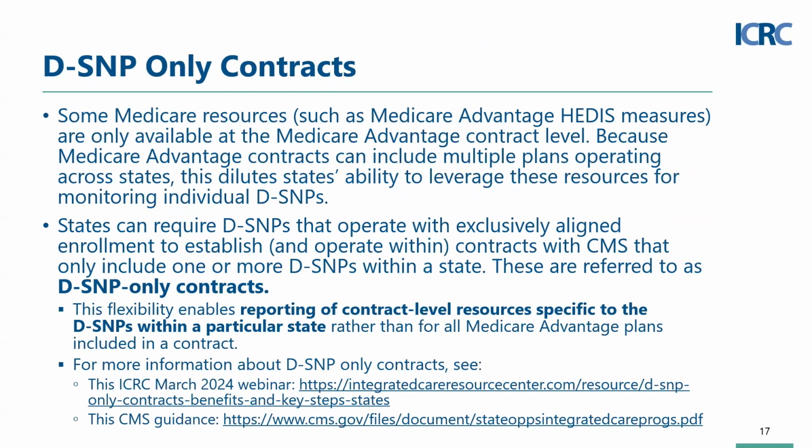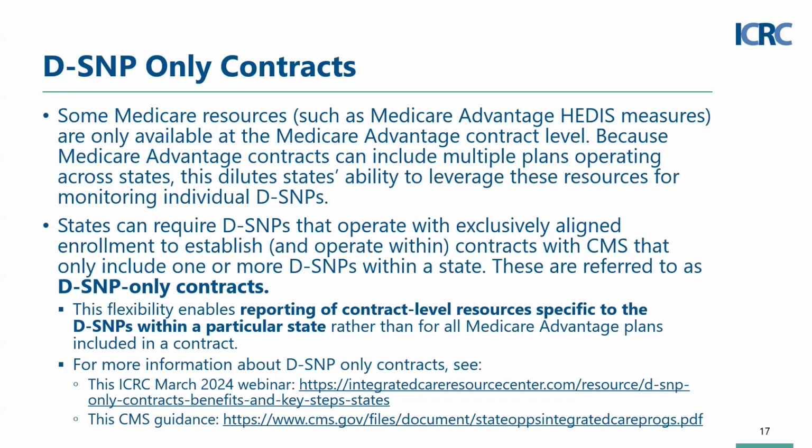Some Medicare resources, like Medicare Advantage HEDIS measures, are only available at the Medicare Advantage contract level. Because Medicare Advantage contracts can include multiple plans operating across states, this can dilute the state's ability to leverage these resources for monitoring individual D-SNPs.